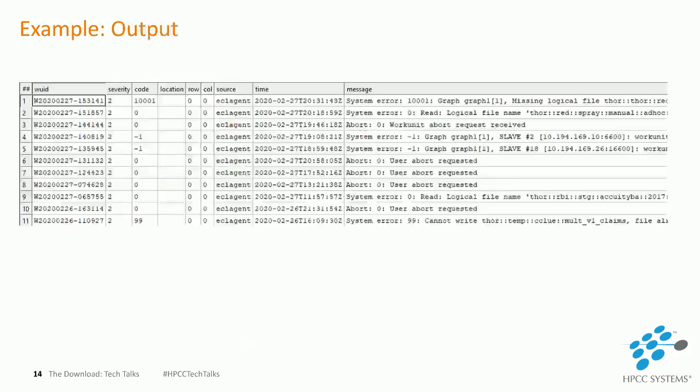And on the next slide, you'll see what I end up with is a dataset with all of the work units that ran between 2/26 and 2/27 with their error messages. So I'm doing something similar for the graph timings and the other work unit details.